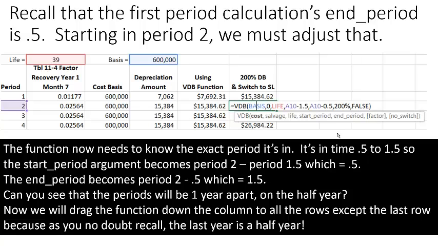The end period becomes period 2 minus 0.5. So I'm referencing that cell A10, subtracting 0.5. So that makes my end period be 0.5. So can you see that the periods will be 1 year apart on the half year? So that's what we want to happen. Now we can drag the function down the column through all the rows, except for the last row, remember, because we're going to have to calculate that half year on the last one, and we already know how to do that, so I'm not going into that.